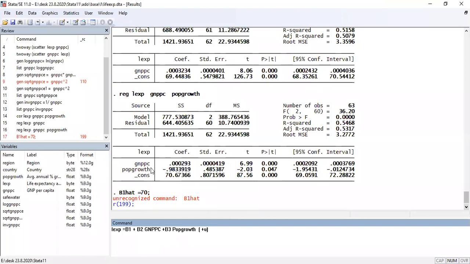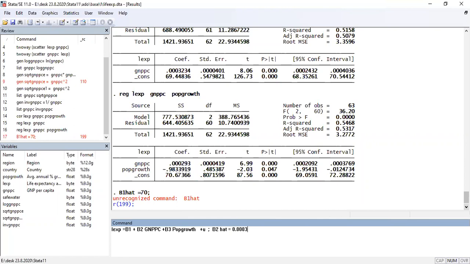Look at this number here. Beta 2 hat is what? The numbers are here. Now you have to explain the numbers. When you write your thesis paper, when you write your term paper, you have to explain the numbers. So beta 2 hat is what? Beta 2 hat is 0.000293. So it's a 3. Explain it.